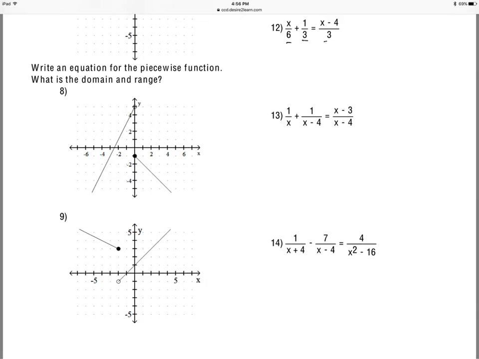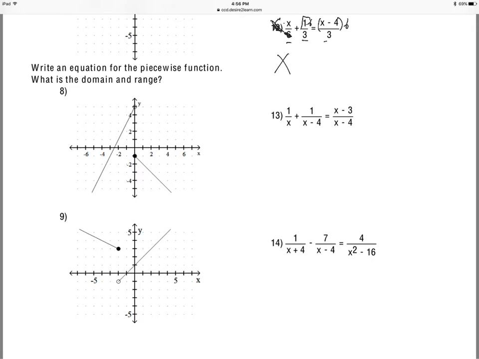Now what I'm going to do is multiply everything by 6 to get rid of the denominators. In other words, I'm going to do this: 6, multiply that by 6, and multiply this by 6. If you look at the first one, these cancel, and that's why I multiply by 6. You're left with an x.